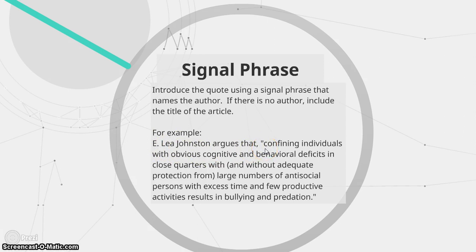But for signal phrases, you have many different options. You could use according to, or you could use any verb that means says, like describes, explains, insists, or any number of other verbs. These are some good basic signal phrases that will get you started, but do keep in mind that there are many more advanced signal phrases you can choose to use as well.